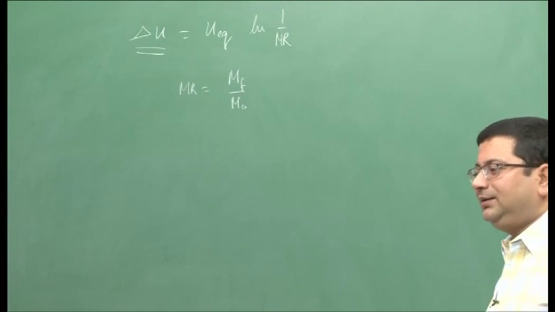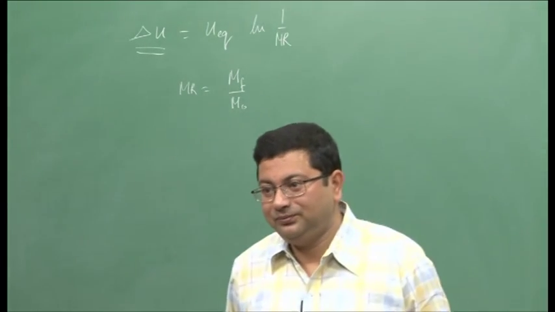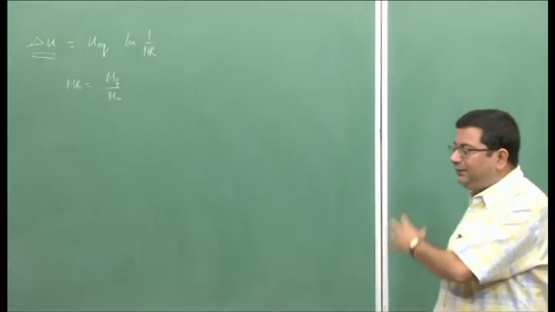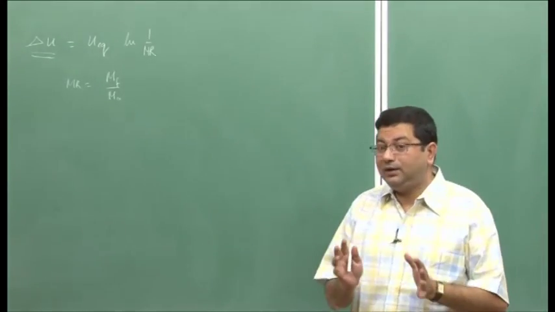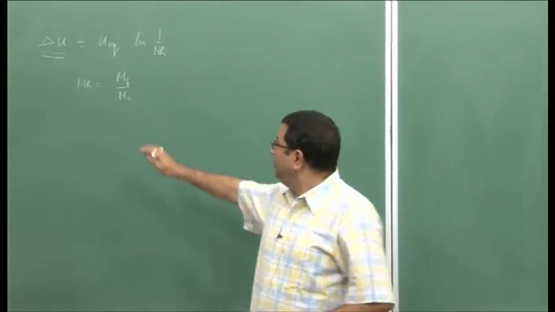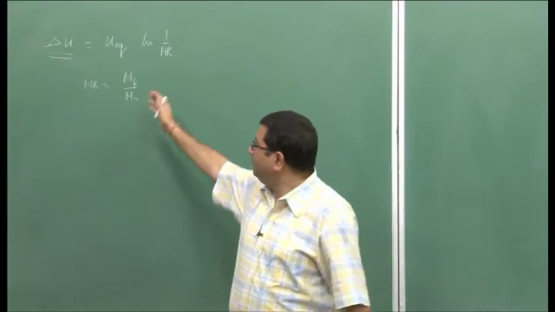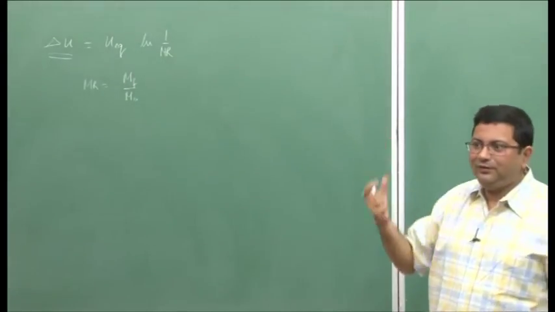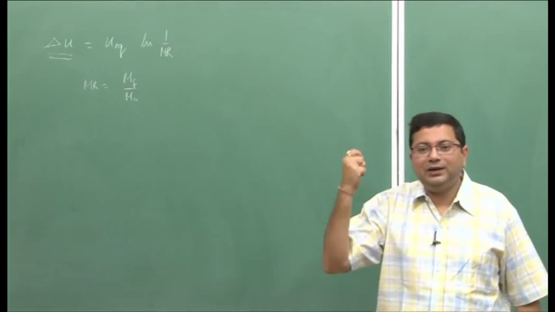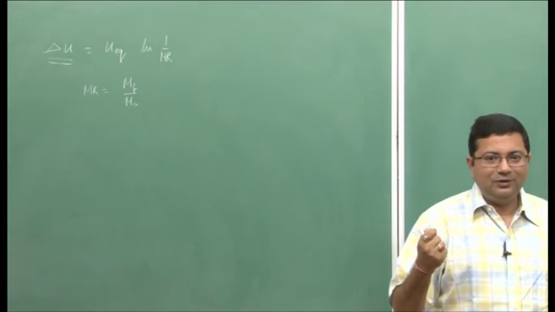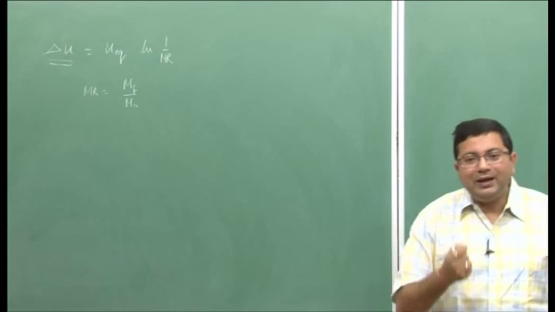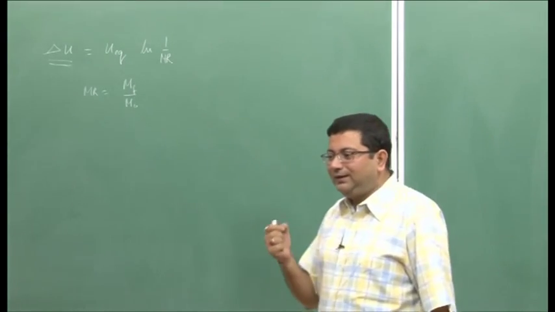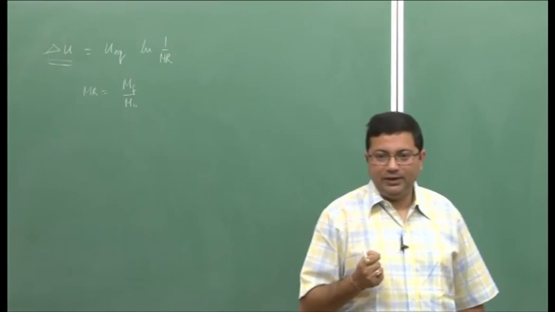Now, the question arises: why do we need this delta u? And at one point of optimization, we said our delta u value is given and we tried to maximize the payload mass fraction. Now, this given value of delta u, where do we get it from? First of all, why is it required? And that is where the orbital mechanics comes into picture. This is dictated by the mission requirement.